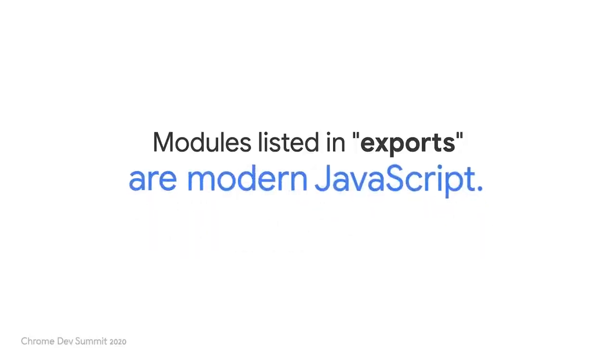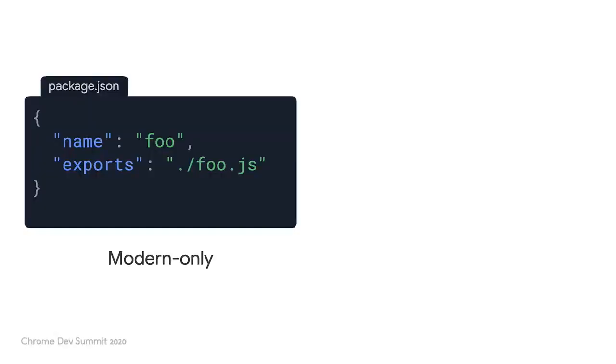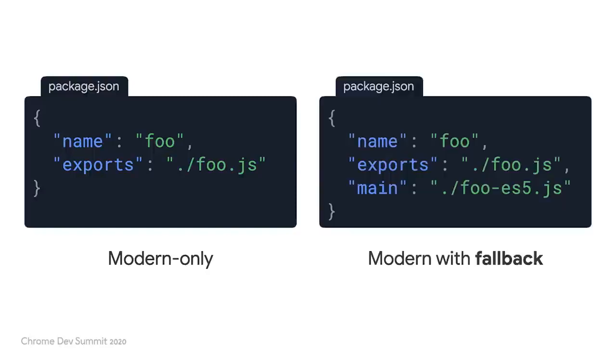Going forward, there's at least 2 types of NPM packages I expect to see. We have modern only, where there's just an exports field, and that implies an ES 2019 package. And then packages with both exports and main fields, where main provides an ES5 and CommonJS fallback for older environments. What does this all mean?